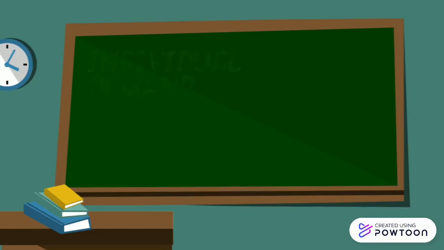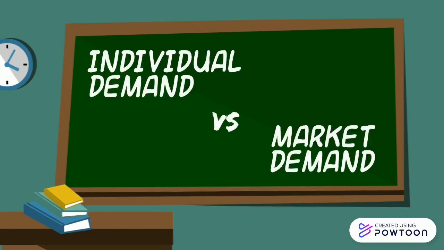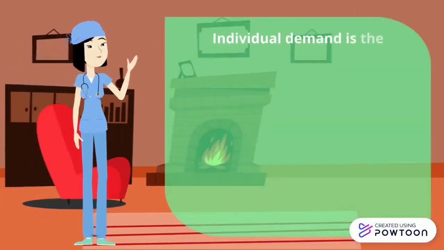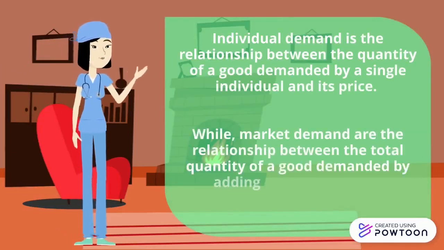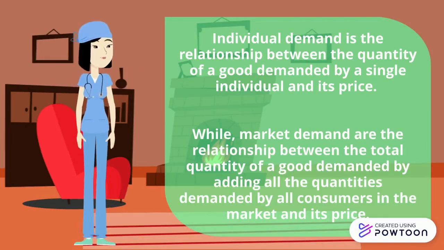Now, we move on to the difference between individual demand and market demand. Individual demand is the relationship between the quantity demanded by a single individual and its price, while market demand is the relationship between the total quantity of a good demanded by adding all the quantities demanded by all consumers in the market and its price.